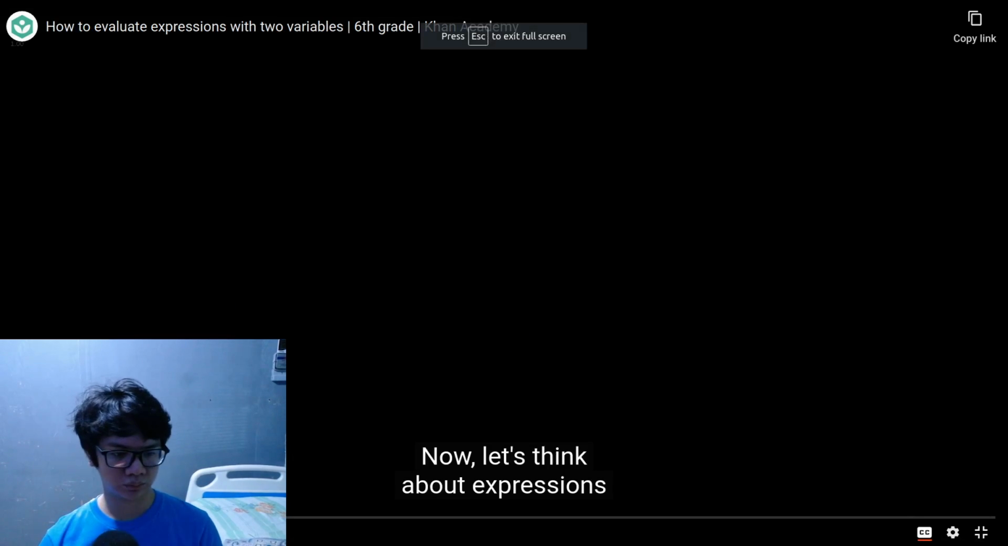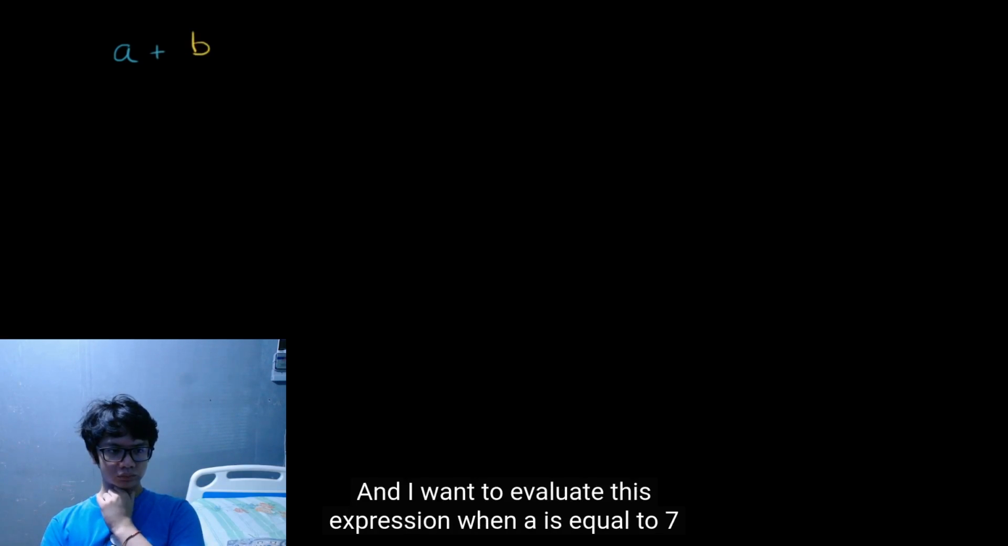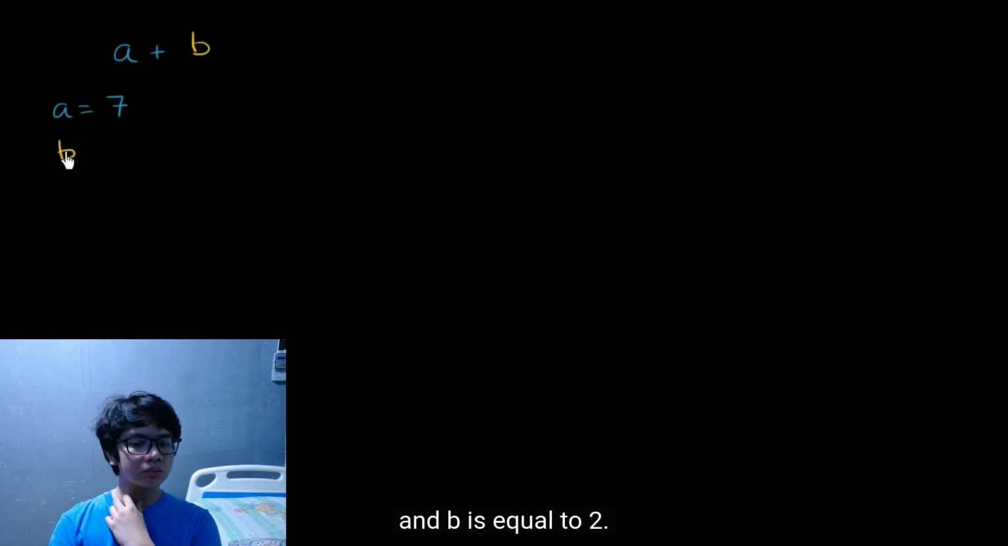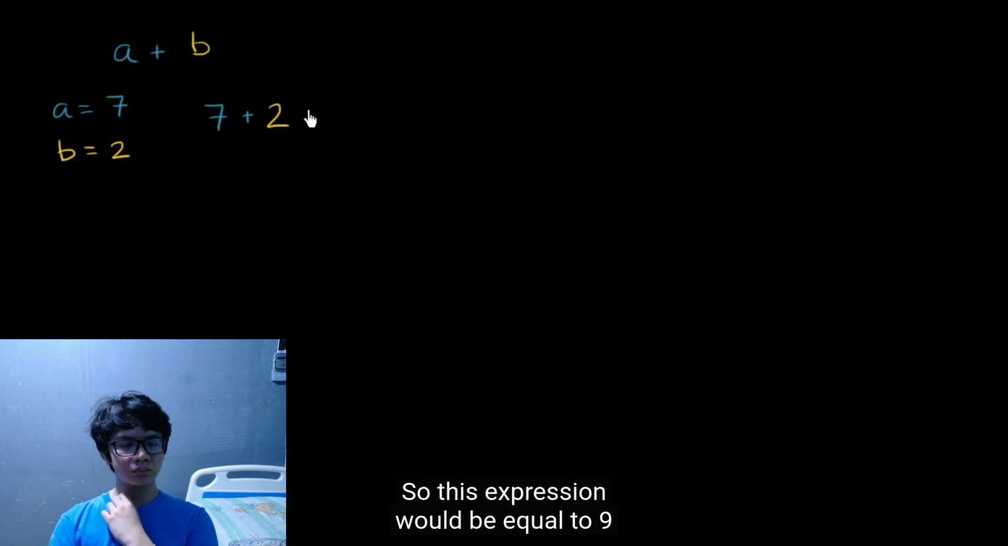Now let's think about expressions with more than one variable. Say I had the expression, I'll do a really simple one, a plus b. And I want to evaluate this expression when a is equal to 7 and b is equal to 2. I encourage you to pause this and try this on your own. Well, wherever we see the a, we would just replace it with the 7, and wherever we see the b, we'd replace it with the 2. So when a equals 7 and b equals 2, this expression will be 7 plus 2, which of course is equal to 9. So this expression would be equal to 9 in this circumstance.